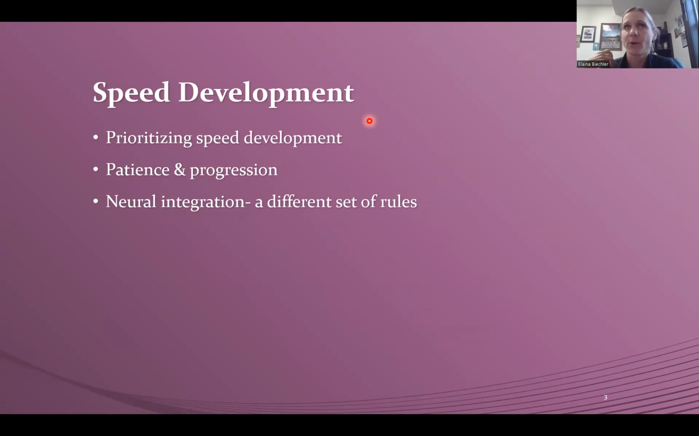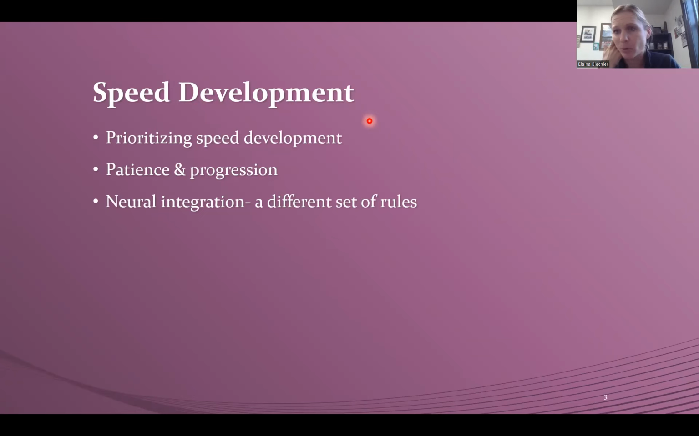And I think a lot of coaches, I don't want to say underestimate, but maybe under-prioritize how to do this from a scientific perspective. And so when we think about the major components of speed development, it's all about neural integration. And this neural integration is going to follow a different set of rules.